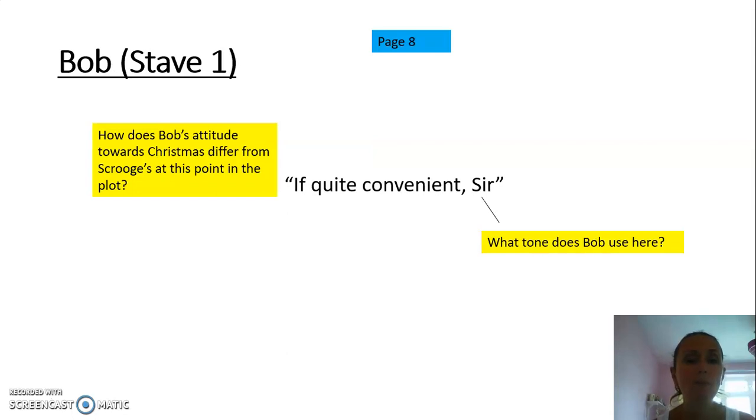Alright, with Bob Cratchit then, so fact 6 of your fact book today. Have a look at the use of the word sir, and what tone do you think that Bob Cratchit is using here? And then also develop your understanding of characters and use comparison. So compare Bob's attitude with Christmas and Scrooge's attitude towards Christmas as well. How do they differ? So that's on page 8 of your extracts.